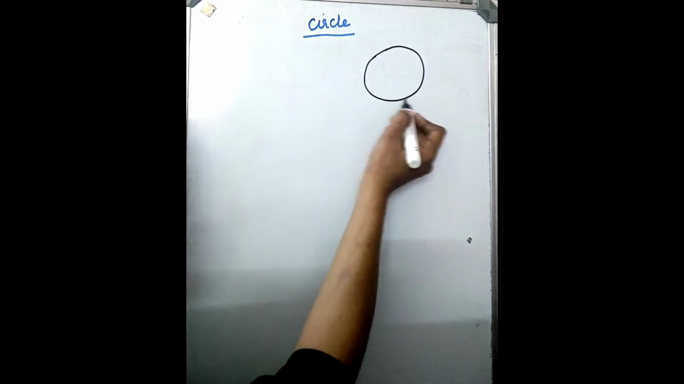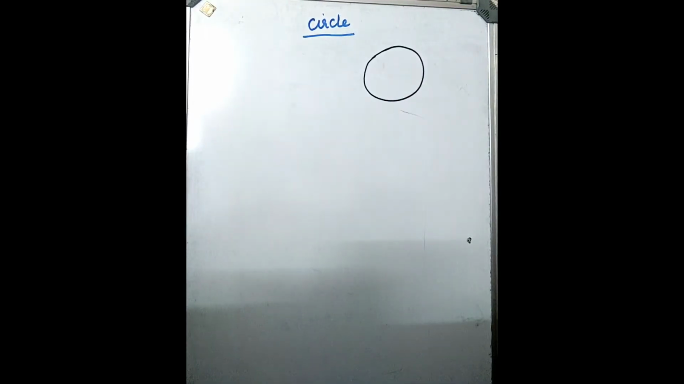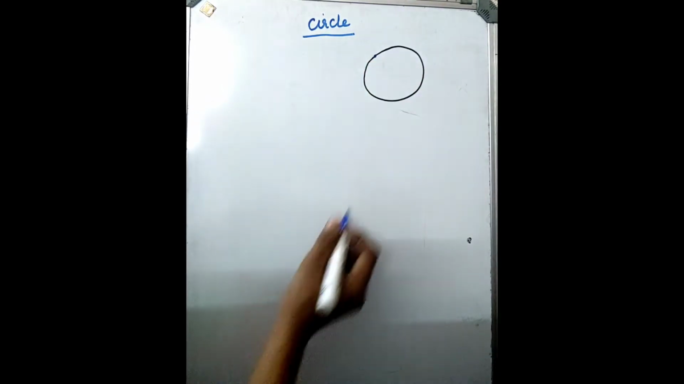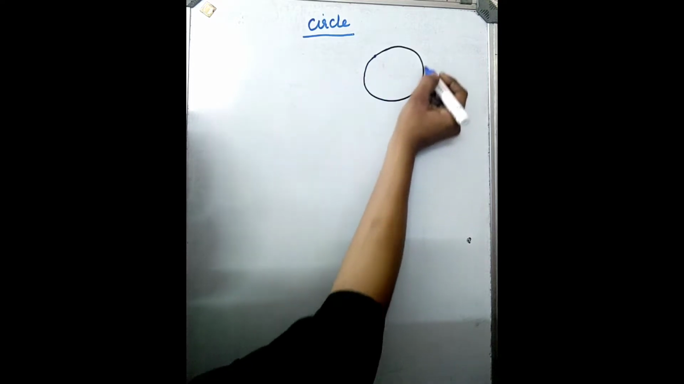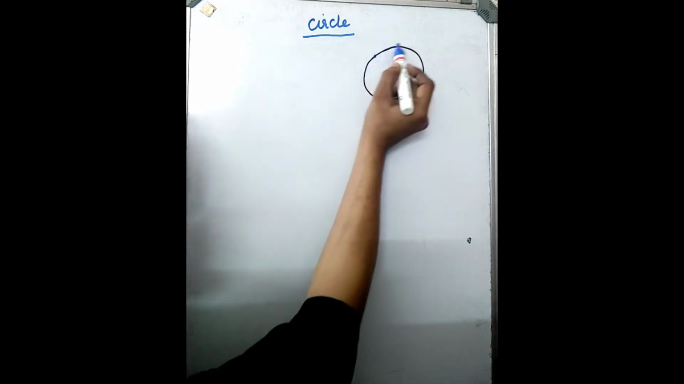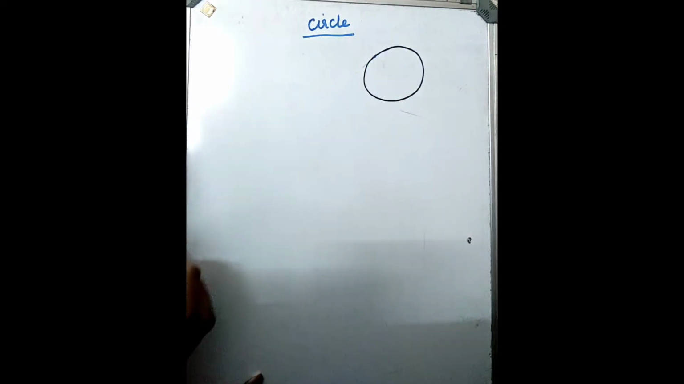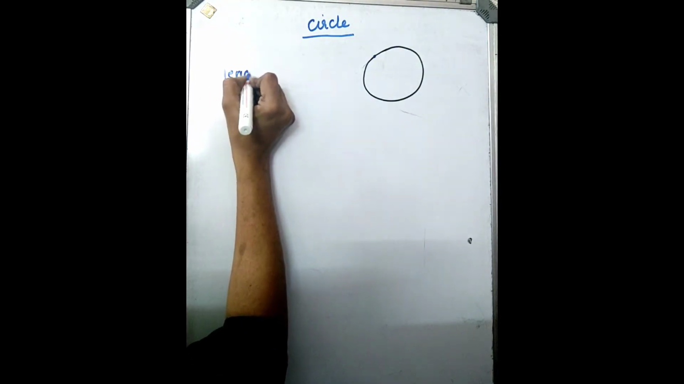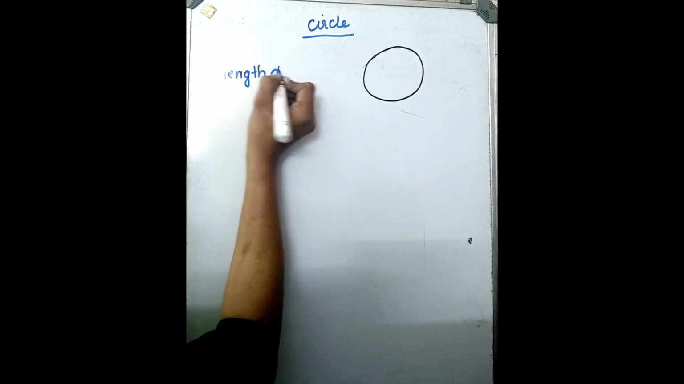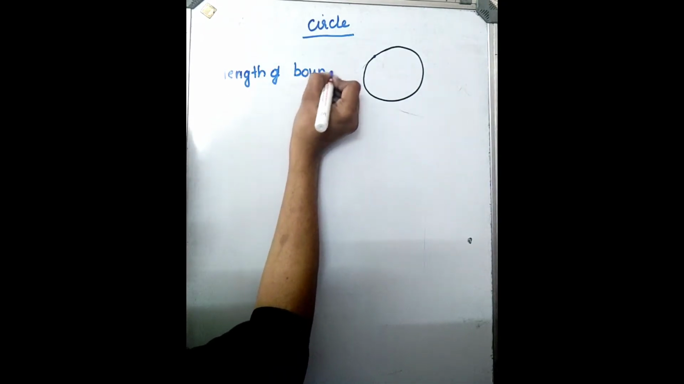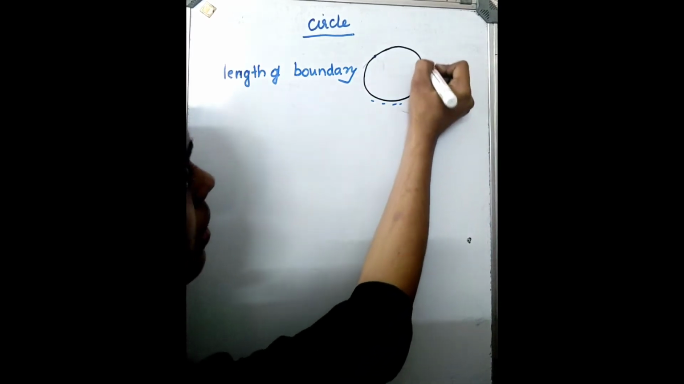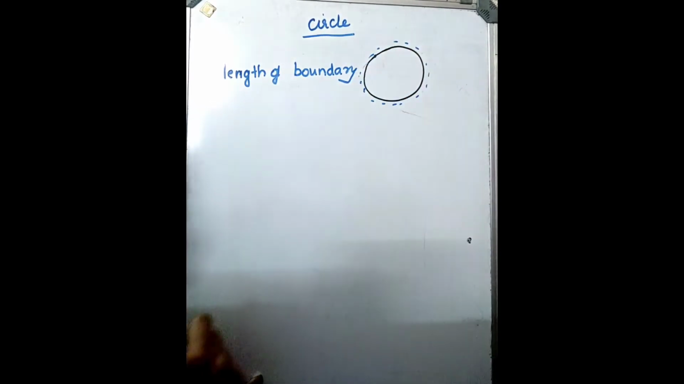You all know this is a circle. A circle is a simple closed figure. This is the boundary of the circle. This curved line is the boundary of the circle.